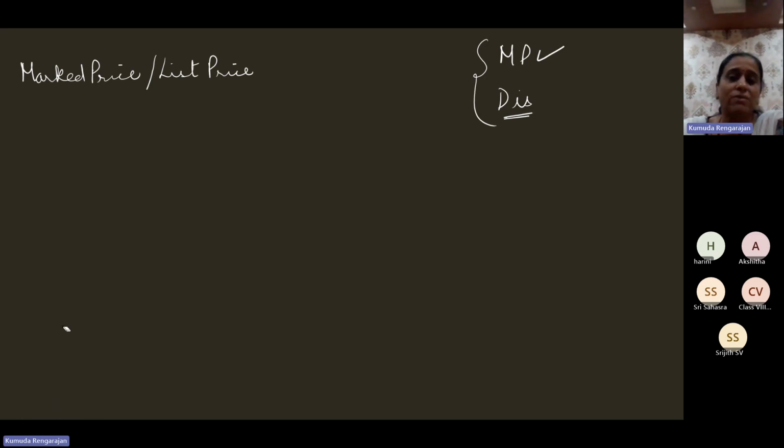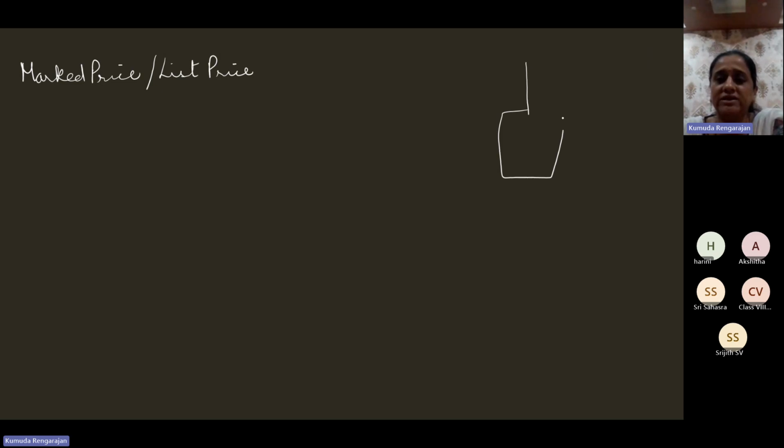Okay. So now what is marked price? You enter a store where a discount sale is going on, and you want to pick a shirt or some dress for yourself, and on the dress you see a tag. It says 500 rupees, and then it says discount 10%. Now this price on the dress is called the marked price. That's not the selling price. That's the marked price. That product is marked at 500 rupees.